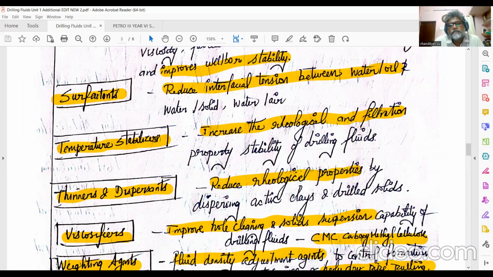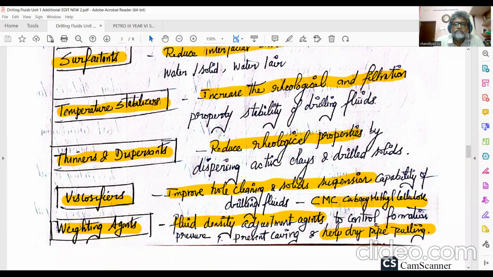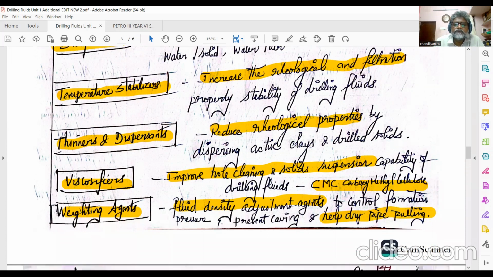Thinners and dispersants are for reducing the rheological properties, by dispersing the active clays and drilling solids. Viscosifiers we already dealt with. It is for cleaning, and the base material we've circulated already.